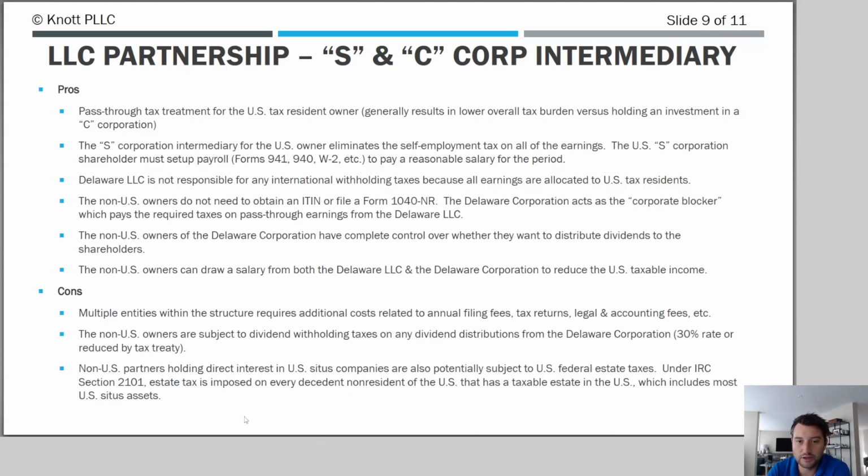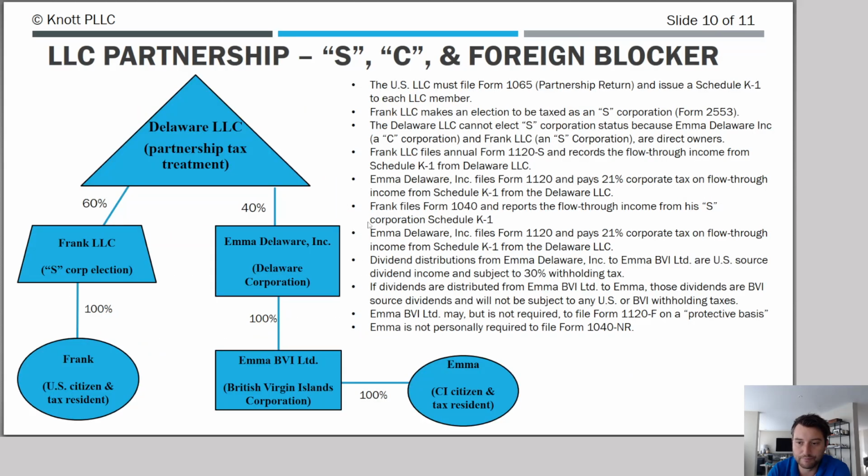All right, so now let's go on to the last one here. Now, we've added even more entities. Okay, so how does this one change? The left-hand side stays the same, right? We've got our LLC partnership funneled down to Frank, his S corporation, and then Frank owns 100% of that S corp. The right-hand side, Emma, largely the same, except we've added one more additional entity.